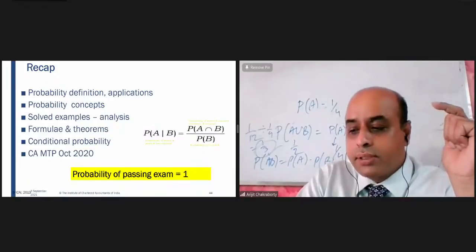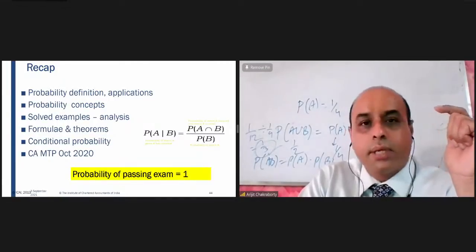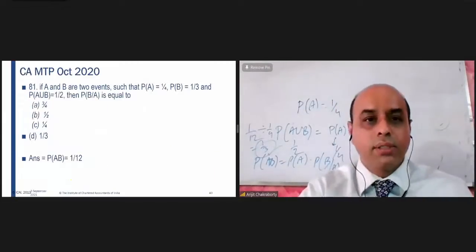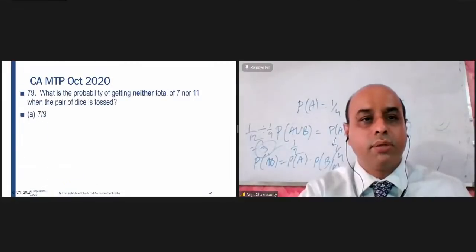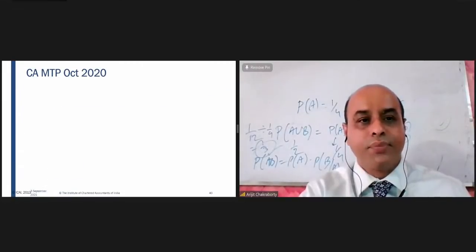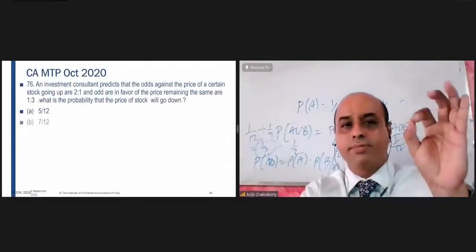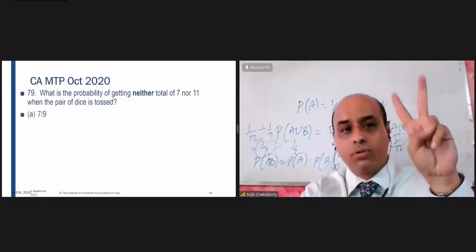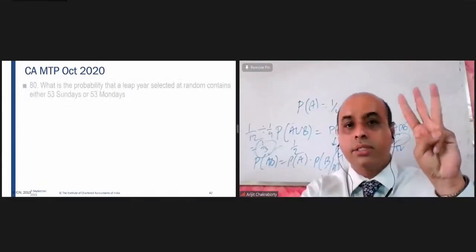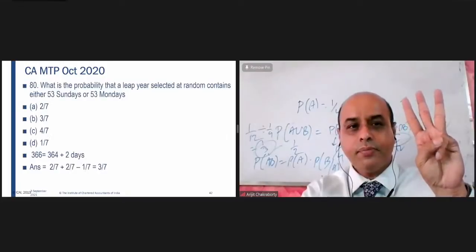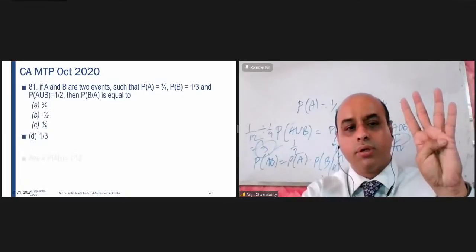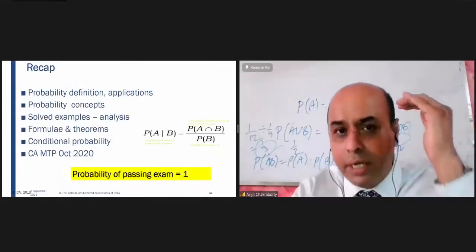And how many questions are coming? The question from Pooja is, how many questions are coming from this chapter? Well, looking at the trend, let me go once again to the questions. If I see MTP 2020, the first question was on investment management, a superb question, 1 question. Second question was 7 nor 11, 2 questions. Third question is leap year, 3 questions. Fourth question is P(A intersection B), what is P(B by A) equal to? So 4 questions are minimum expected.